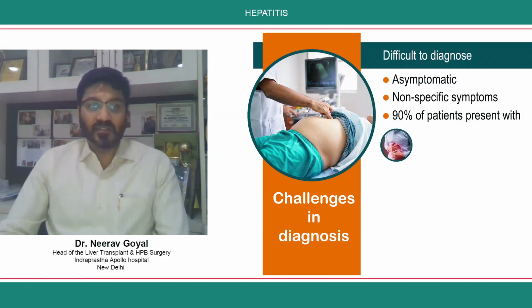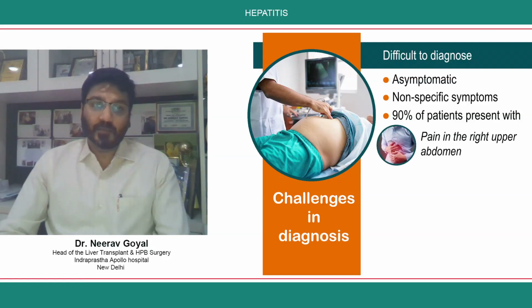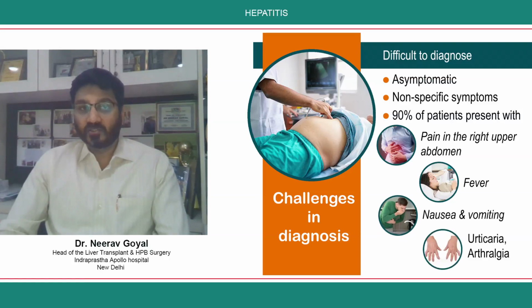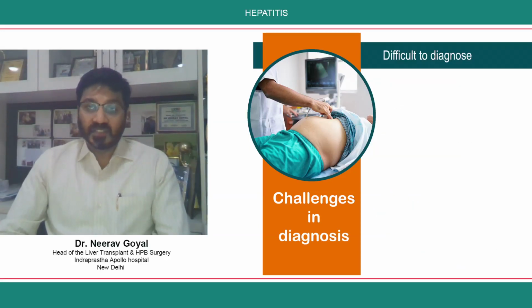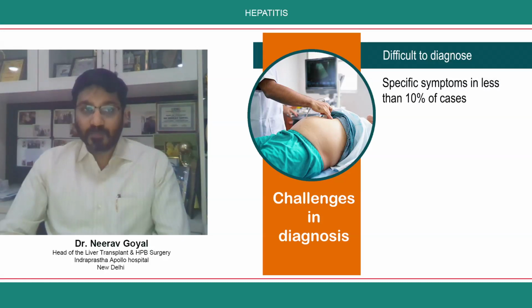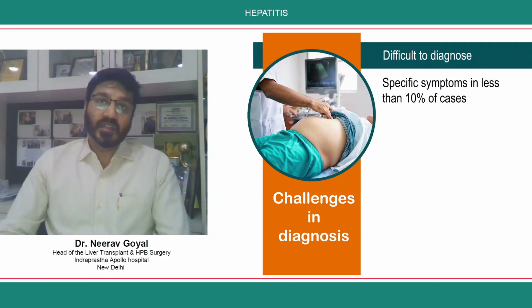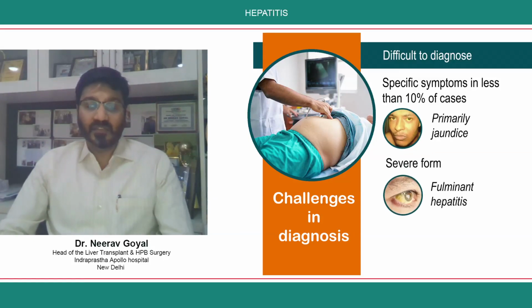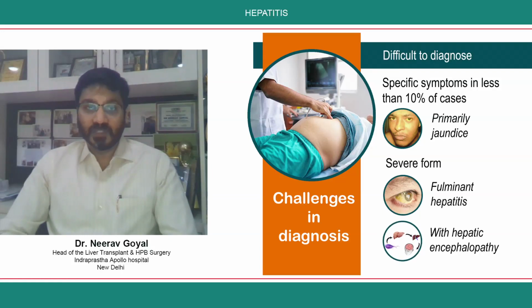They may have pain in the right upper abdomen, the right hypochondrium, and fever. There may be nausea and vomiting, arthralgia. There may be urticaria. Specific symptoms which are present in less than 10% of cases are mainly icterus, that is jaundice, and in the severe form they may have fulminant hepatitis. They may present with hepatic encephalopathy in a confused state.